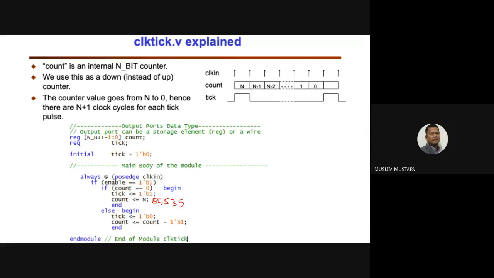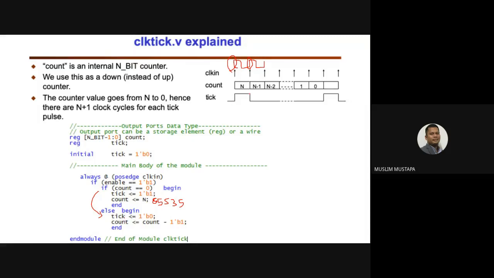And then end. So for the next clock cycle, at the second positive edge, this is the first positive edge, which is going to execute this part. At the second positive edge, you're going to check again: enable is equal to 1. If enable is equal to 1, then check if count equal to 0. But right now, count is not equal to 0, because you already assigned count to 65,535. So you're going to go into the second part of the code. Then tick equals bit 0.